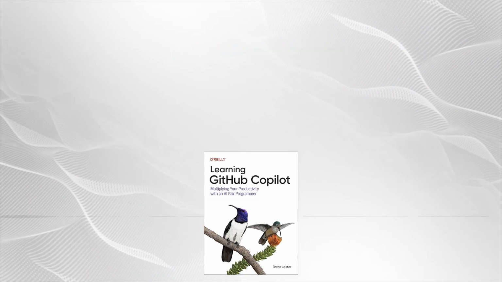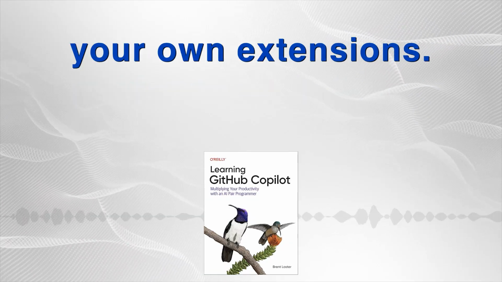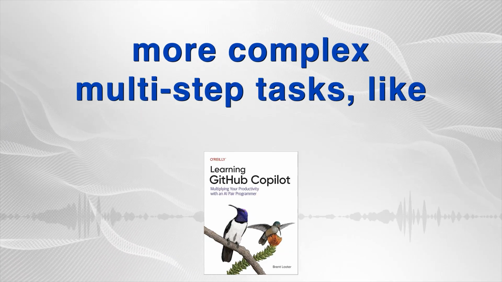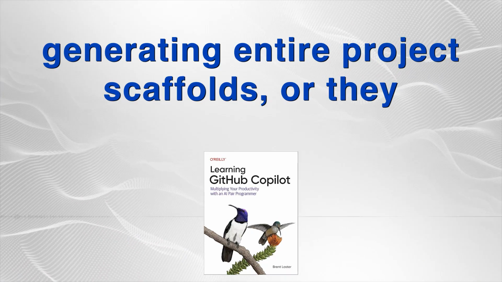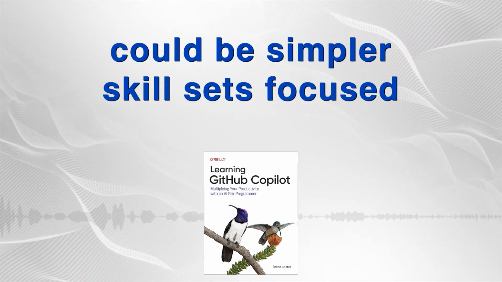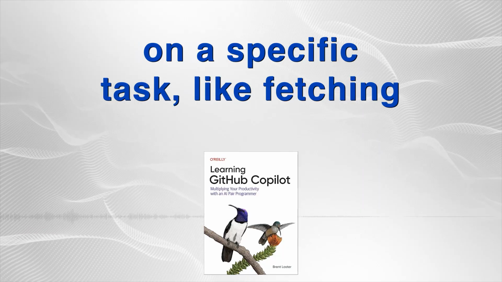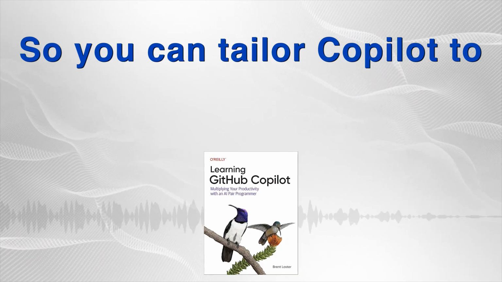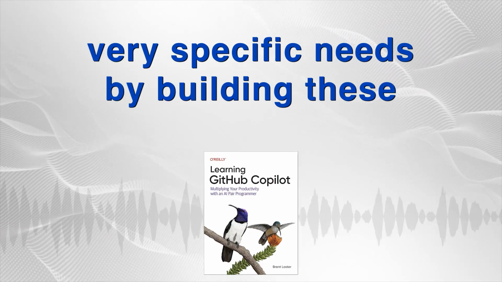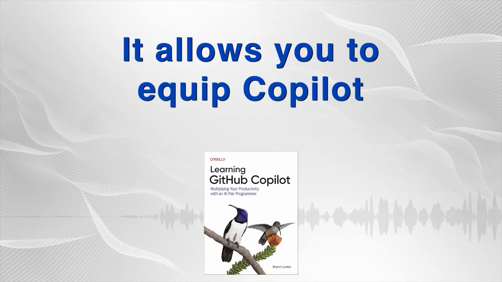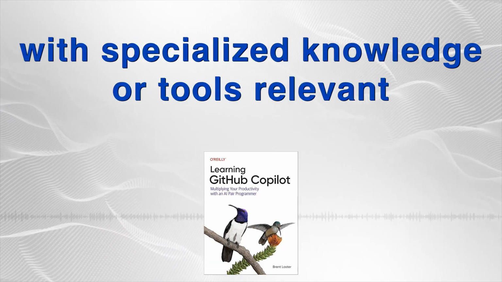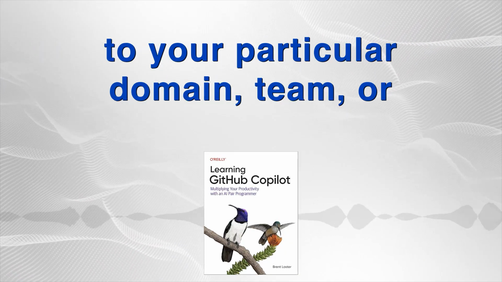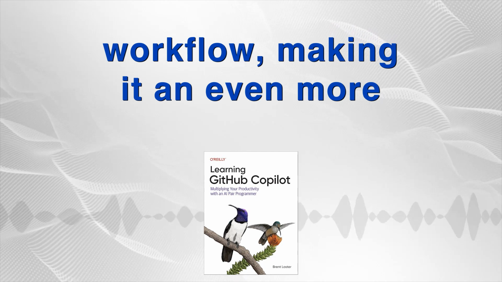It is possible. The book provides guidance on building your own extensions. These could be agents capable of more complex multi-step tasks, like generating entire project scaffolds. Or they could be simpler skill sets focused on a specific task, like fetching information from an internal company API. So you can tailor Copilot to very specific needs by building these extensions. Exactly. It allows you to equip Copilot with specialized knowledge or tools relevant to your particular domain, team, or workflow, making it an even more powerful assistant.